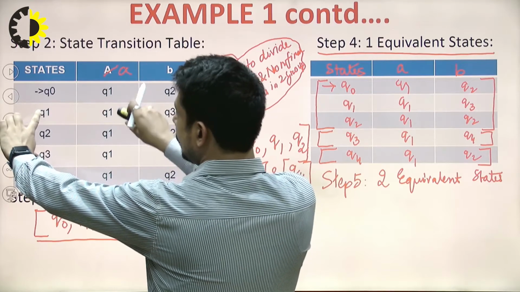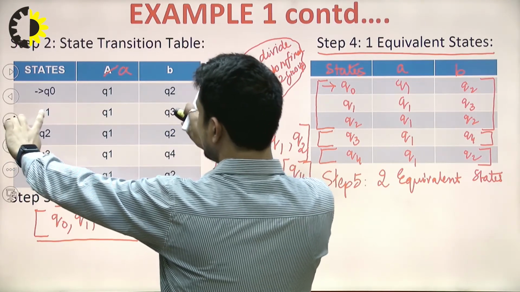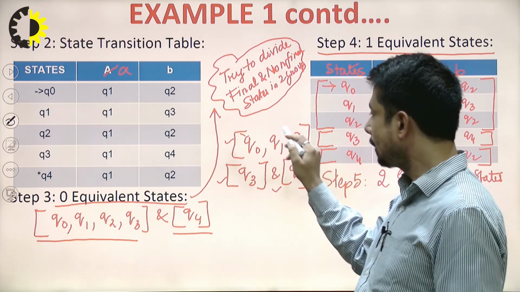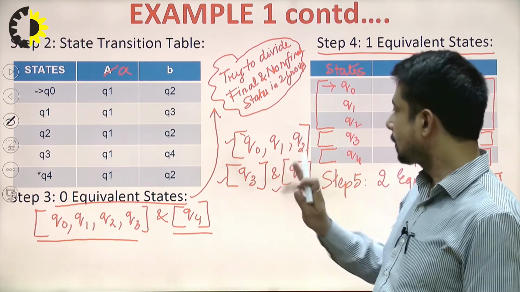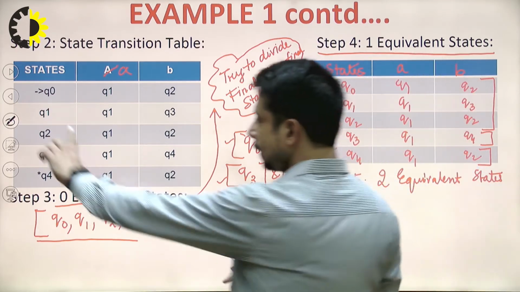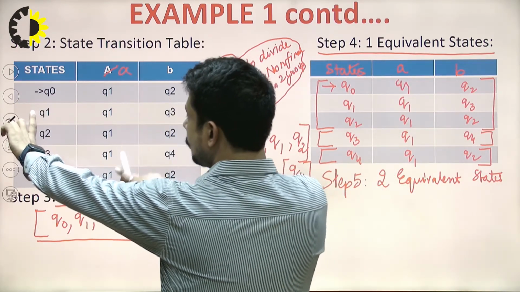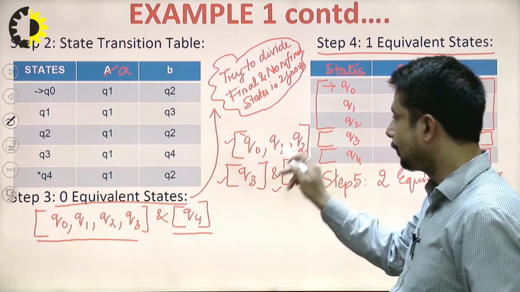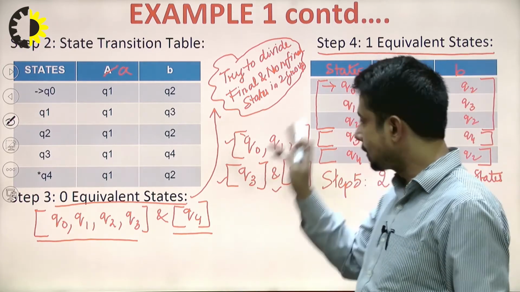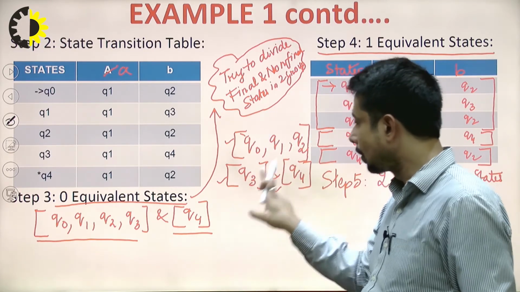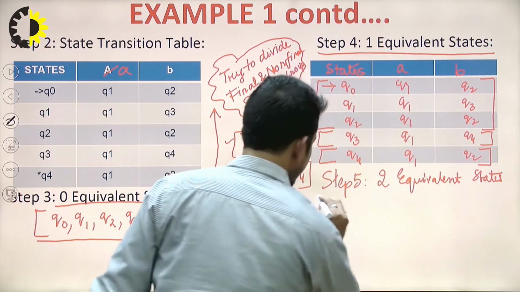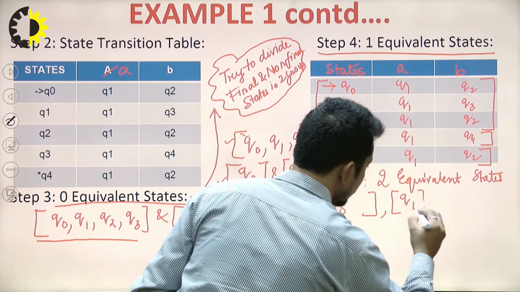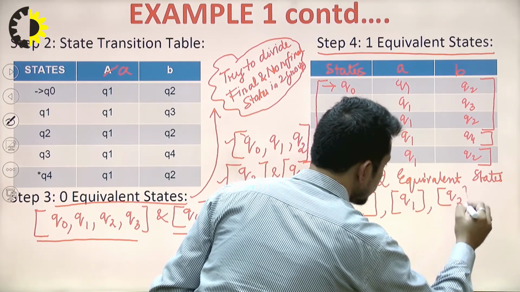On input alphabet A, Q1, same state. On input alphabet B it is going to Q3, Q4, which are already in different groups. So, therefore, Q1 cannot make a pair with Q3. Now, finally, Q1 will check with Q4. Q1 and Q4 on input alphabet A, same state. On input alphabet B, Q3, Q2, which are in different groups. Therefore, Q1 is the state which cannot make a pair with either Q0, Q3 or Q4. Therefore, here Q1 will make a separate group. Q3 is already a single one, which we do not need to check, right?